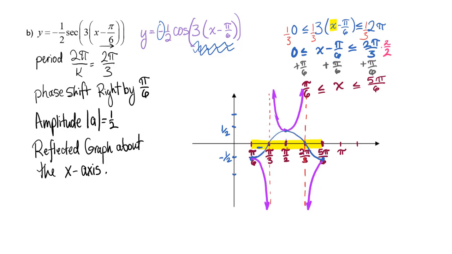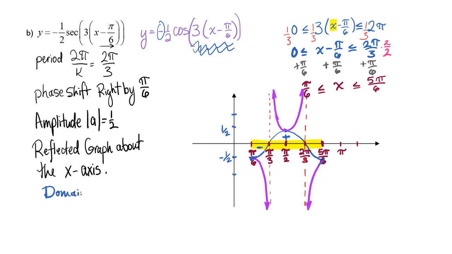Since this is negative from pi over 6 to pi over 3, positive from pi over 3 to 2 pi over 3, and negative from 2 pi over 3 to 5 pi over 6, you can see how these u-shapes tend toward the direction of the sign.